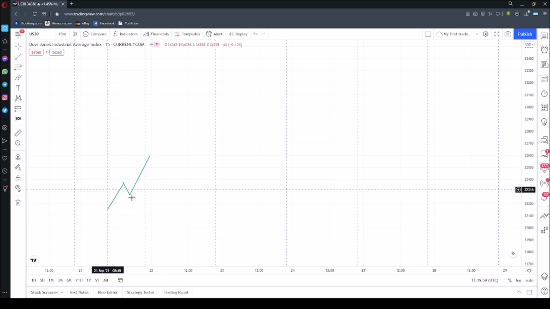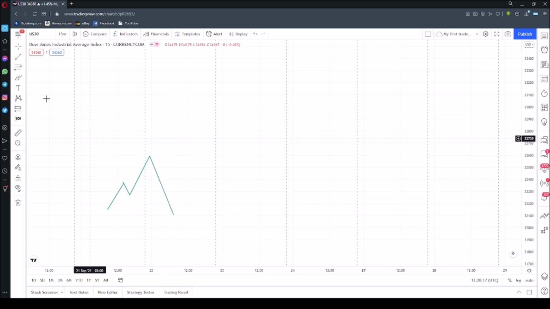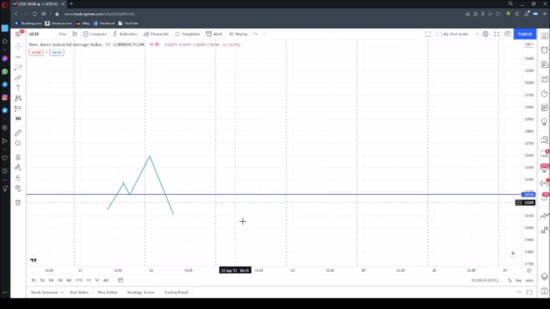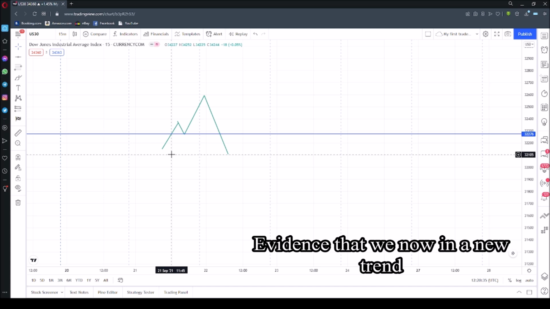So I've just drawn this. We are coming from this side going up, and we've created a higher high and a higher low. Therefore, break of structure is breaking the last lower low, like this. Therefore, we would say we have broken the market structure. So if we have broken the market structure, what we will be looking for is evidence that we are now in a new trend.